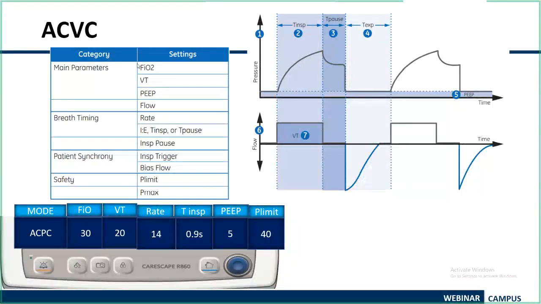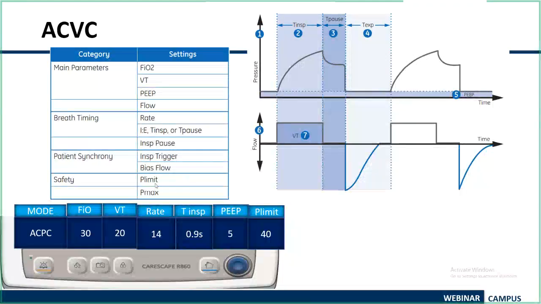So these are the parameters: FiO2, tidal volume, PEEP, and sometimes flow also you will have to set. In the majority of ventilators you don't have to set the flow nowadays. And the timing, like IE ratio and rate, you have to set. The synchrony depends on the inspiratory trigger and bias flow. That is why you always have to check the main settings and see that the trigger settings are adequate. Usually by default you keep it around 2. It can be either pressure trigger or volume trigger.